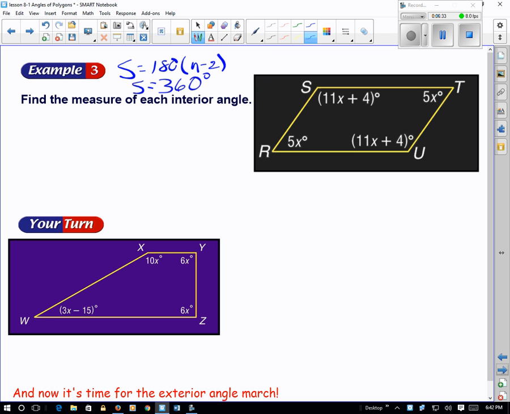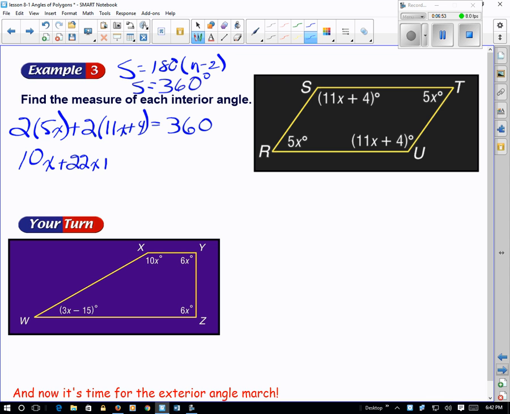Note that R and T both have a measure of 5x, so we can do 2 times 5x, plus S and U also have the same measure, so 2 times 11x plus 4 has to equal 360. So 10x plus 22x plus 8 is 360, or 32x, taking a couple steps here, equals 352, and x equals 11.